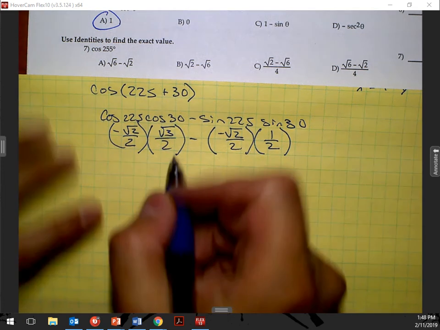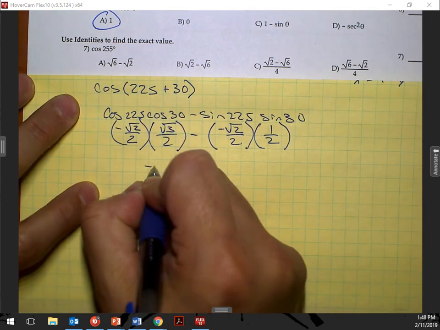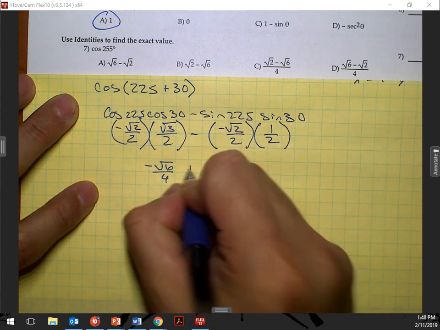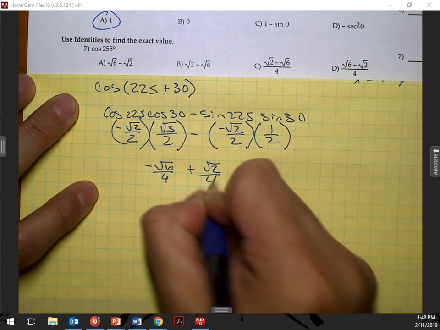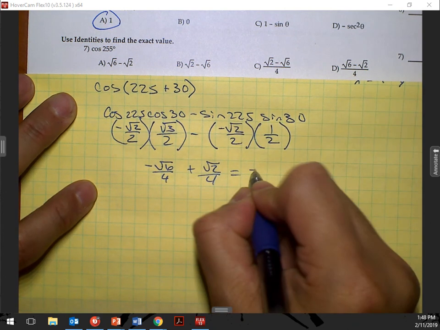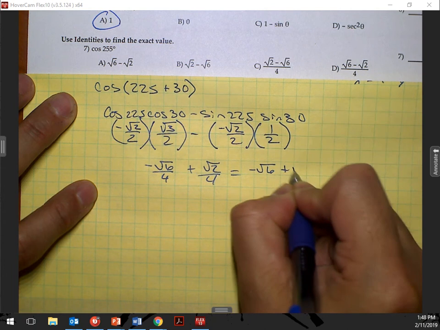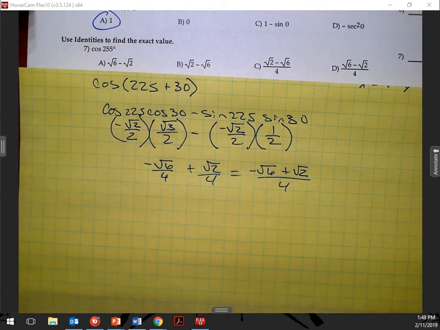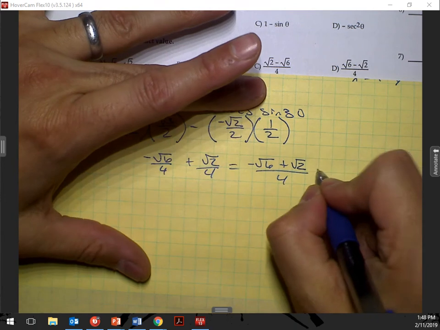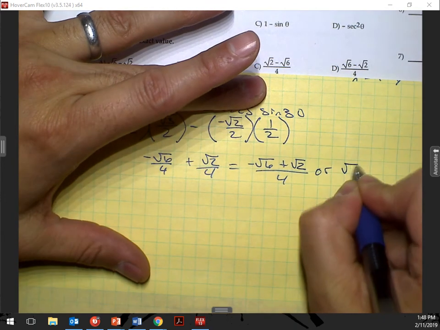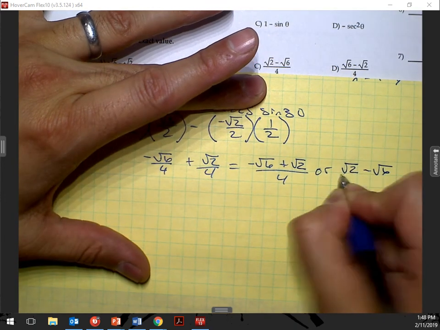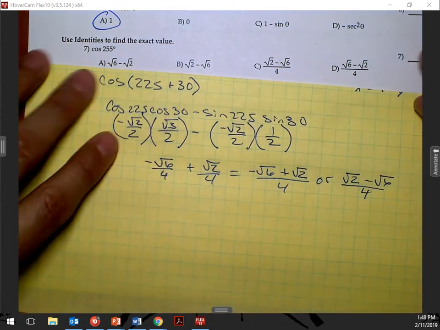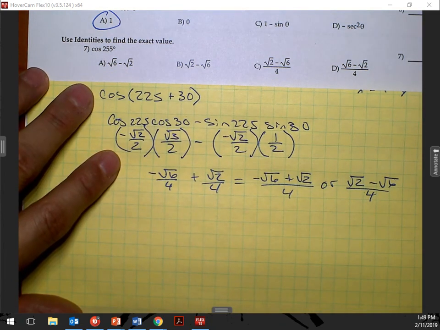Alright, so this is going to give me a negative rad 6 over 4. Two negatives make a positive rad 2 over 4. So it's going to be a negative rad 6 plus rad 2, all over 4. Now, can I rewrite this also? Yeah. How else could I have it? Rad 2 minus rad 6, all over 4, right? That would be the exact same thing.